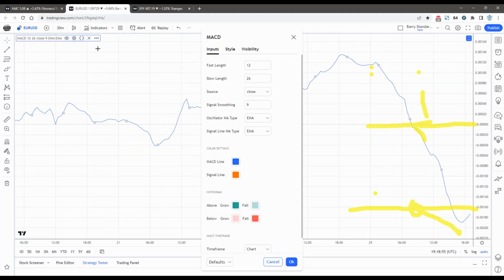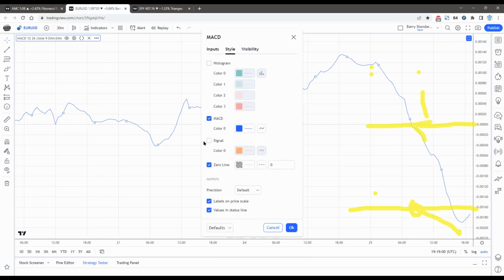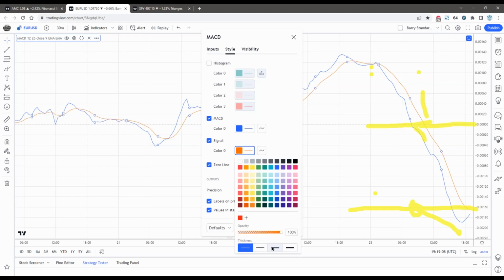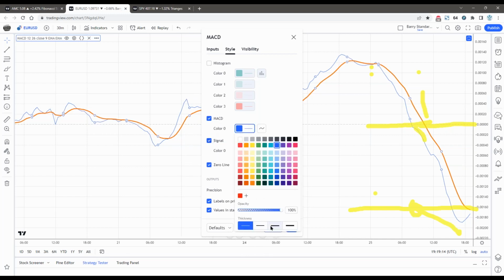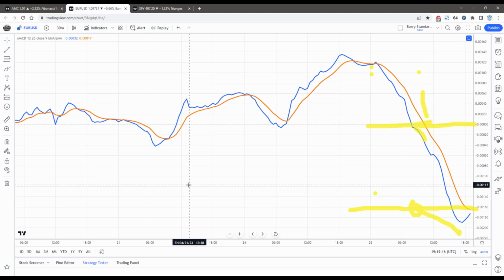So we then create the trigger line, or sometimes known as the signal line. Let's make these a little bit thicker so they're easier for you to see. The blue line, and you could use whatever color you want. The color of the lines is unimportant as long as you know which one's which. The blue line is our MACD line. The gold line is what's called the trigger line.